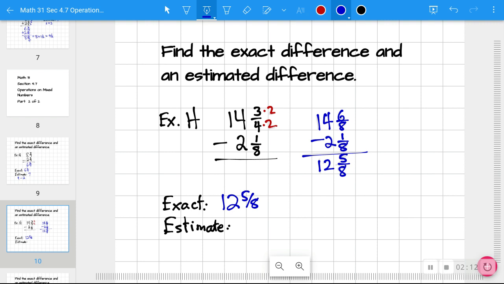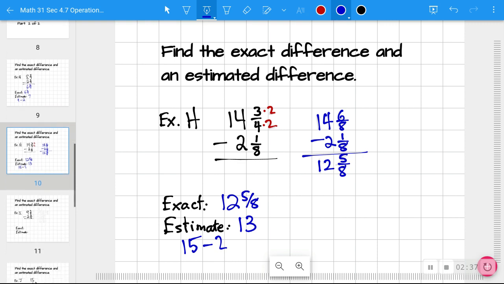Okay, so 3/4 on the original problem is closer to 1 than it is to 0. So we're going to call it 15 instead of 14 right here. That's our estimate. Half of 8 would be 4, and that 1/8 is definitely not that much, so we're not going to round that one up. So 15 minus 2 would be 13. And 12 and 5/8, that's pretty close to 13.